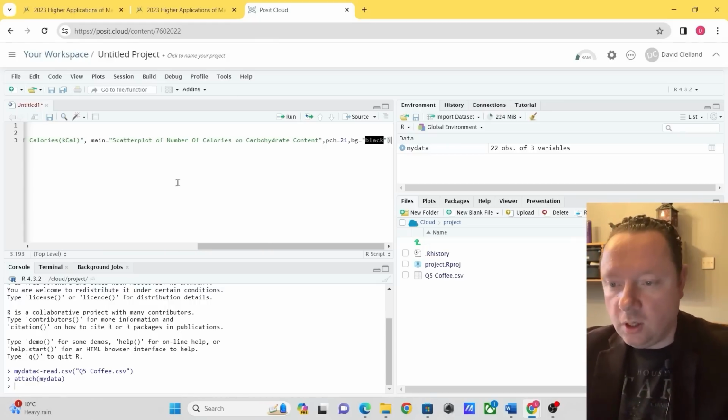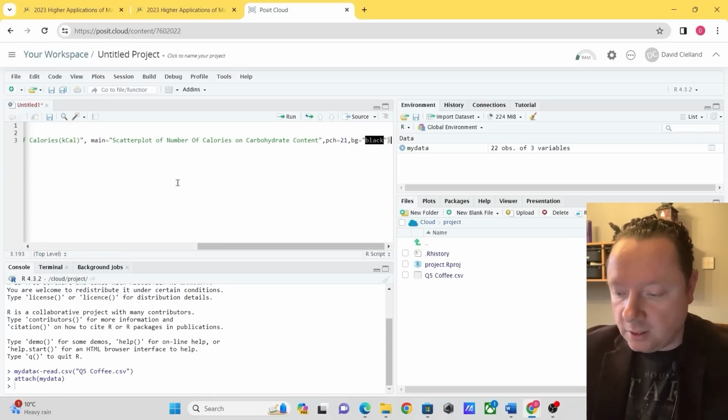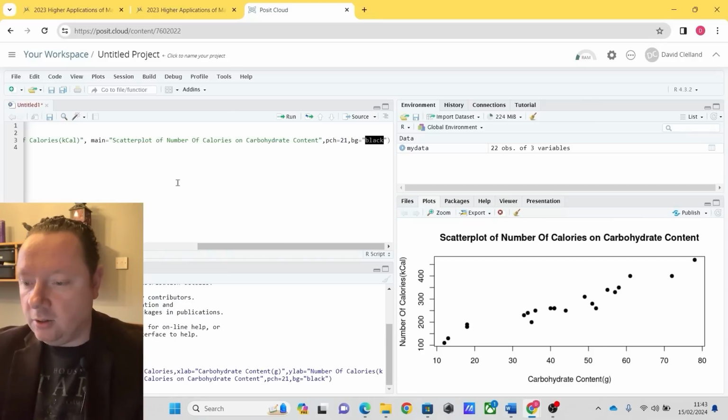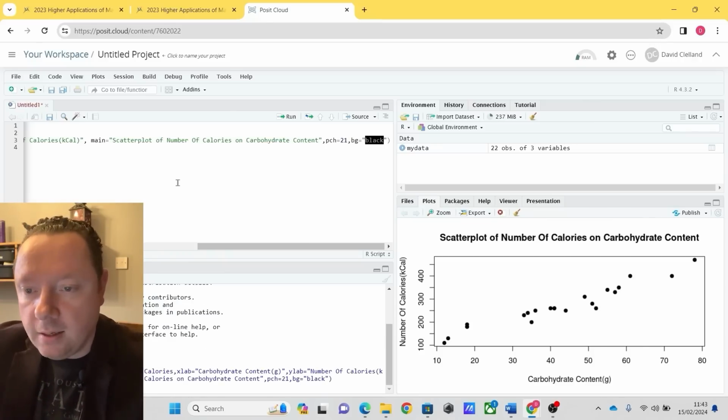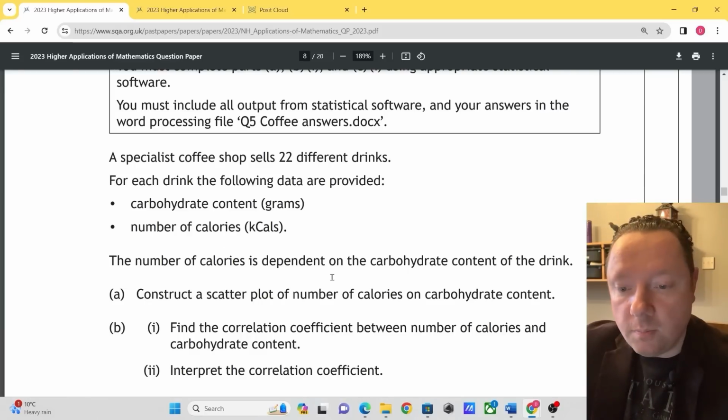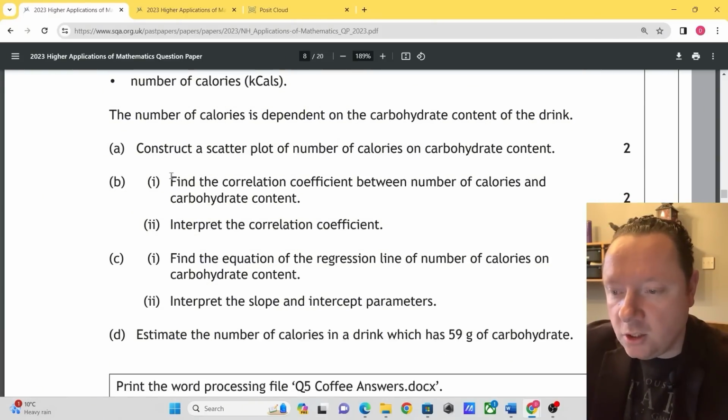Make sure everything's closed up properly with inverted commas and brackets and press Control Enter. And you'll get a nice scatter plot of number of calories on carbohydrate content. That's got our 2 marks. Part B. Find the correlation coefficient between the number of calories and carbohydrate content.